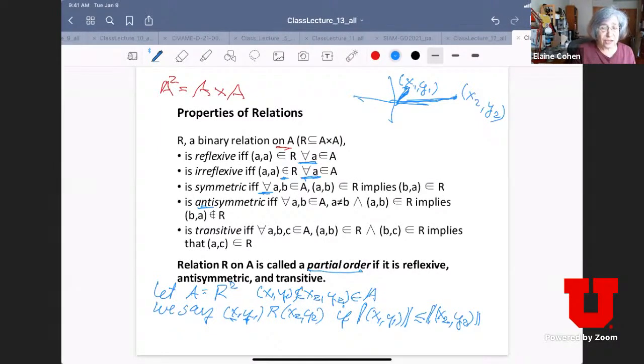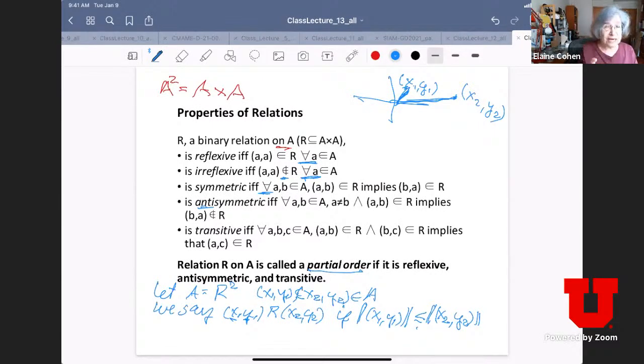Okay, so let's ask the question, is it reflexive? Well, is the distance of every point to the origin equal, and that's where we're getting the equal sign here, equal to the distance of itself? Yes, of course, they're the same. So it's reflexive.